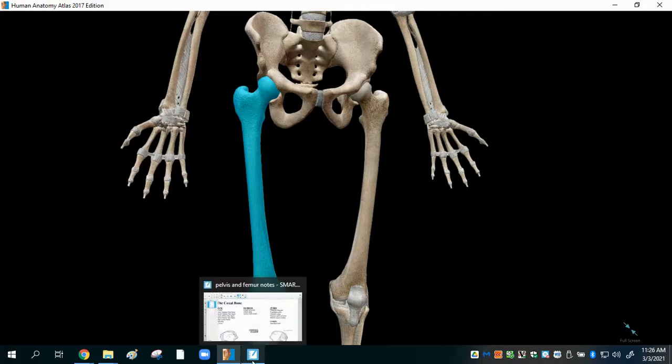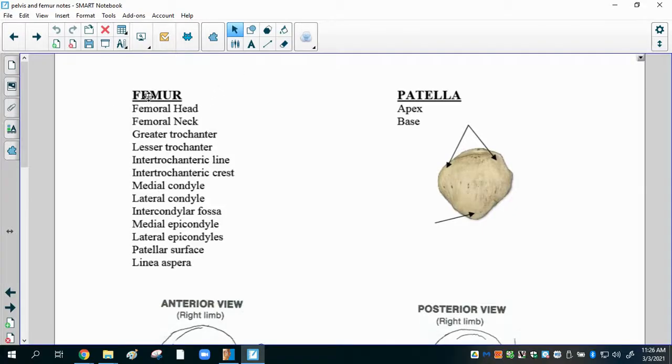Let's get started. So here's our notes page, and you can see we have all these parts of the femur that we're going to learn, and then also we'll talk about the patella or the kneecap. So I know it looks like a lot of terms for the femur, but I think that you will find that it's actually easier than you anticipate because we have a lot of repeating concepts from things that we've learned earlier in this unit on bone identification.